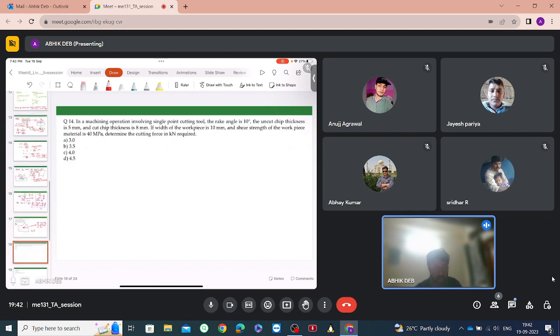Now coming to the next problem, it is a numerical problem. In a machining operation involving a single point cutting tool, the rake angle is given as 10 degree. The uncut chip thickness is 5 millimeter and the cut chip thickness is 8 millimeter.